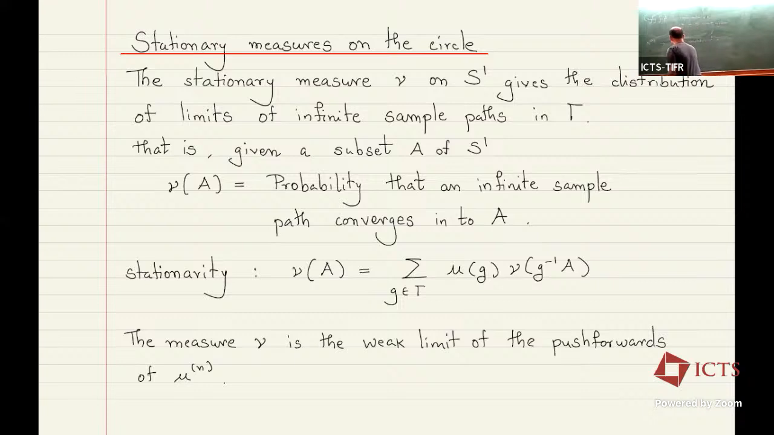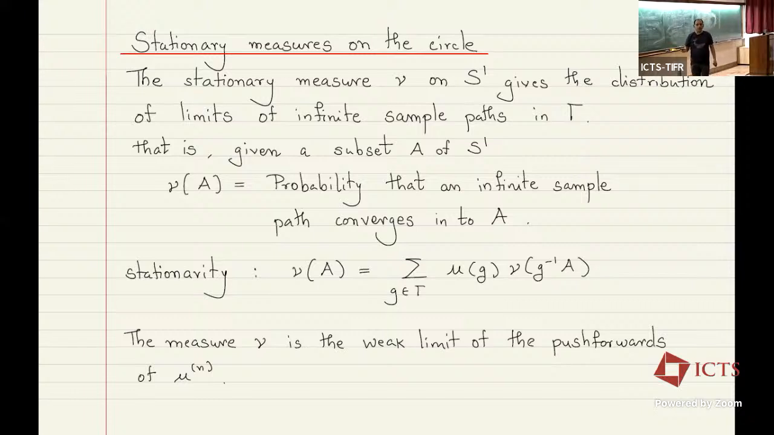Just for clarity, what is mu of this? This is the sum over h of mu of h times mu of h inverse g, well, I never get this right, but something like this. It is the probability that you get to the group element g in 2 steps. That's the second convolution of mu. Then you keep convolving with itself till you get mu n, and the weak limit of these mu n's pushed forward into hyperbolic space will eventually give me this measure on the circle. Everyone happy with that?